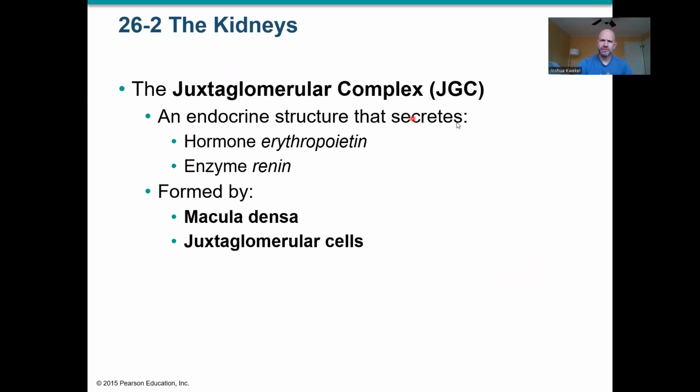Okay, this endocrine structure secretes erythropoietin and renin. So these are two hormones that we've talked about before. These cells are the cells that are secreting these hormones, EPO, erythropoietin, and renin. And these are hormones that have wide effects in other parts of the body, besides just the local control of that nephron. So some of these are broad effects, some of them are local effects.